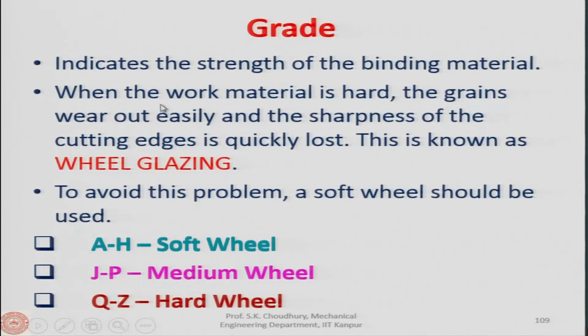Okay. Now, next is the grade. The grade indicates the strength of the binding material. Now, when the workpiece material is hard, the grains wear out very easily and the sharpness of the cutting edges is quickly lost. This is known as wheel glazing. Okay. I will explain to you why it is important.